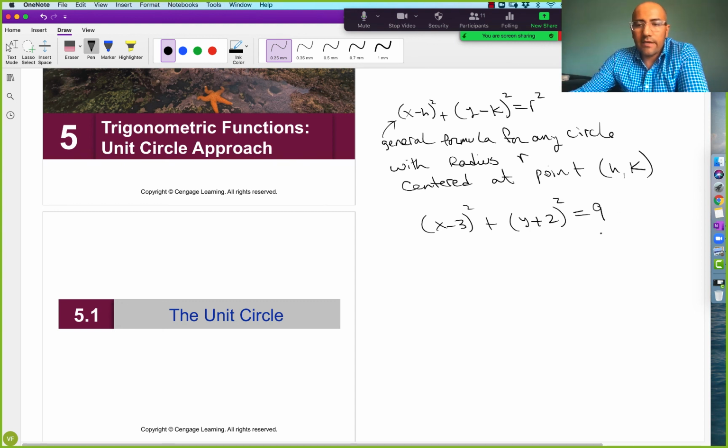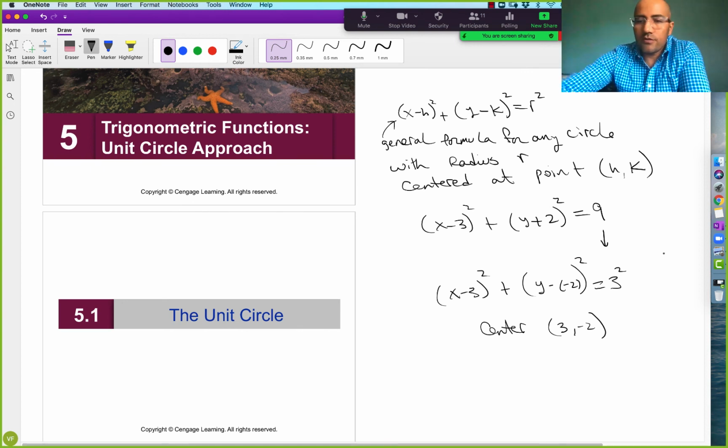Right, so if we saw x minus 3 squared plus y plus 2 squared equals 9, this would be 3 squared. So it's got a radius of 3, and it's centered at 3 comma, and then this would be y minus -2 squared. So the center is at 3 comma -2. Good. Questions?